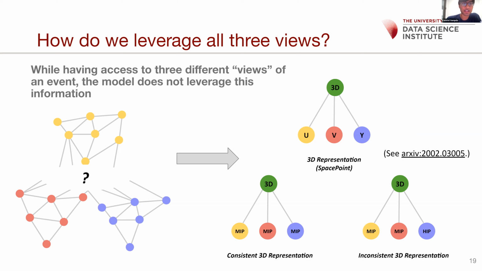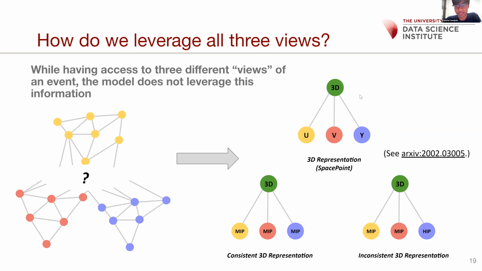As I just stated, while having access to 3 different views of an event, the model does not actually leverage this information. So in order to get this consistent 3D representation, what we actually do is introduce the use of something called 3D space points. A 3D space point connects at most 1 hit from each plane, being the U, V, and Y planes. The specifics for how this representation was calculated, if you can take a look at the citation here, is that the space point solver algorithm was used to output these 3D space point representations.